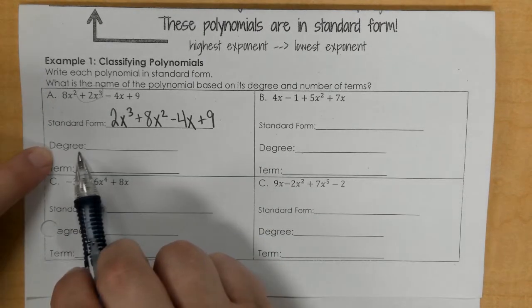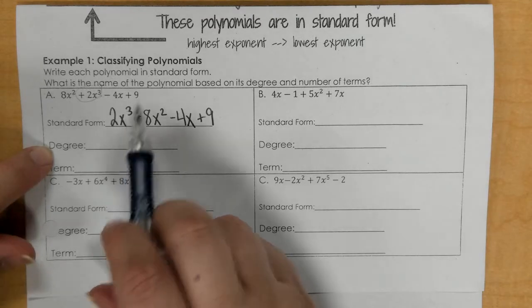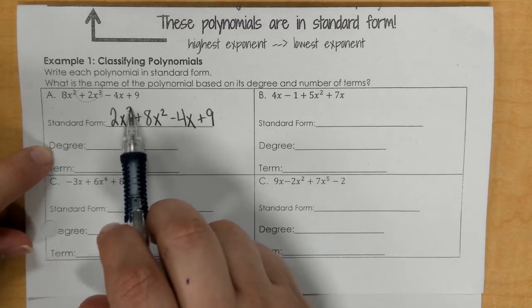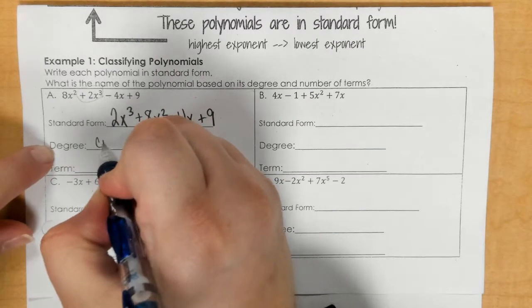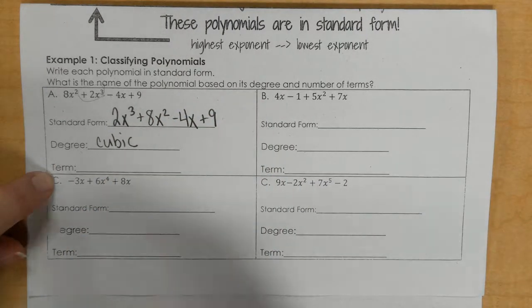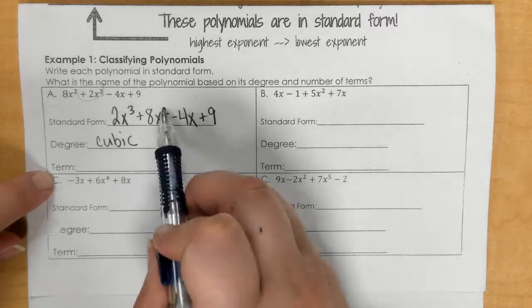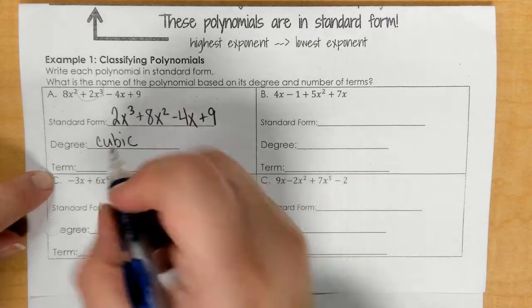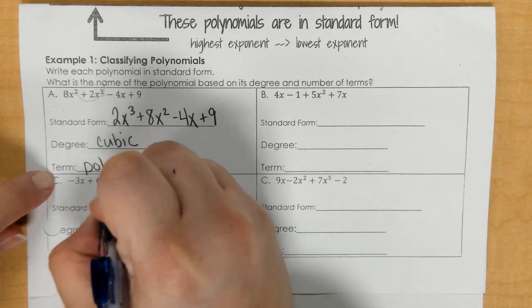Degree, use the chart above. Okay, on your notes it says a degree of 3 is a cubic. We're looking at the highest exponent. And then your term is how many terms do you have? You have 1, 2, 3, 4. Well, 4 terms is classified as a polynomial.